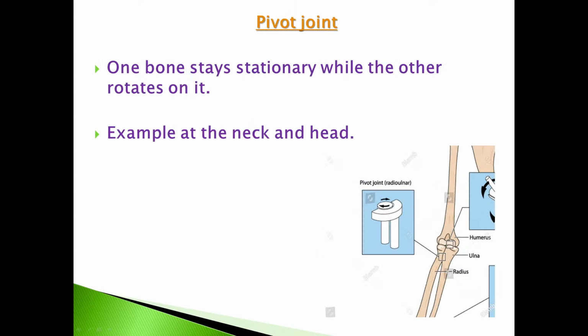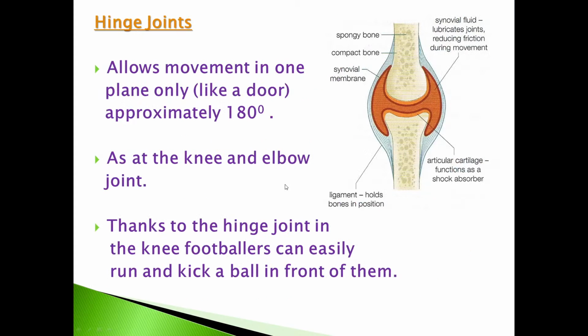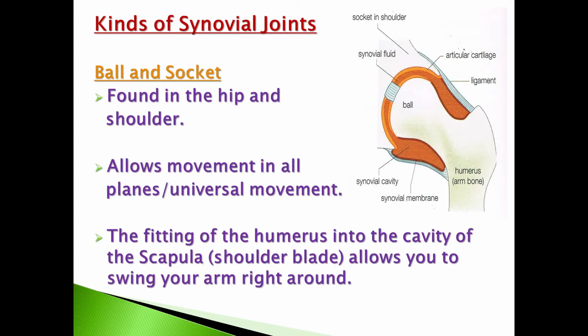Right, so those are the four kinds of movable, the four kinds of synovial joints. So we have pivot, we have gliding joint, we have hinge joint, and then of course we have the ball and socket joint there.